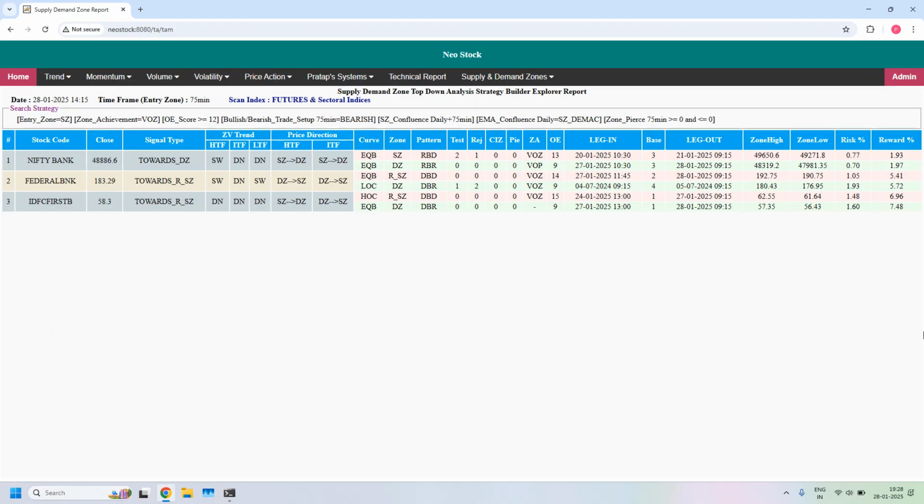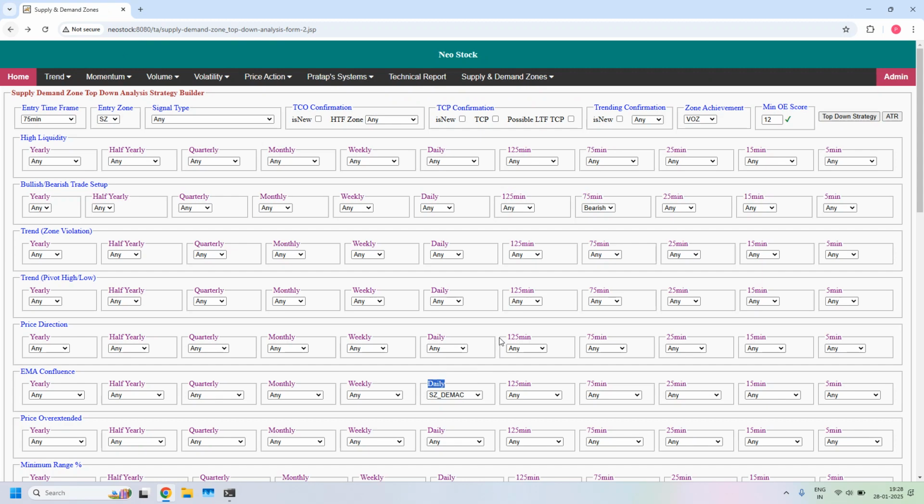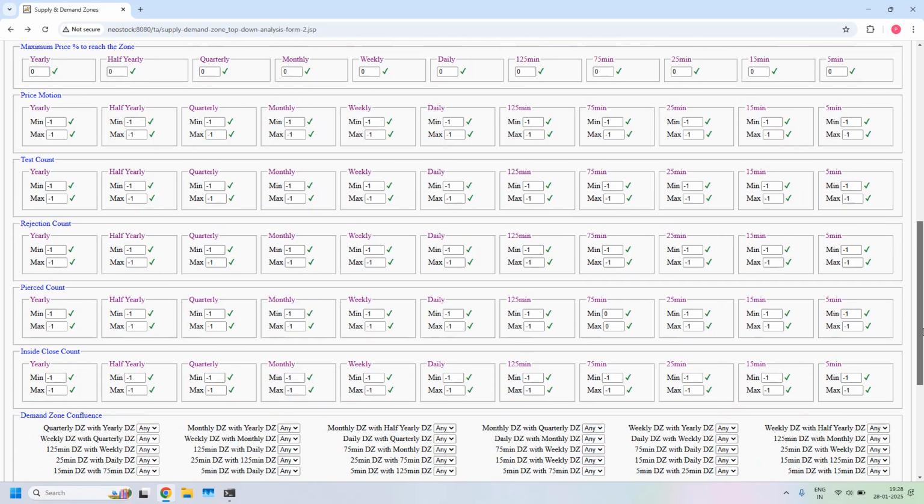So these 3 stocks are even more high probability trade setup supported stocks. Okay, next let us look for LTF, ITF and HTF supply zone confluence. I am removing the ITF specific EMA filter. So in the supply zone confluence, 3 filters we have to set.